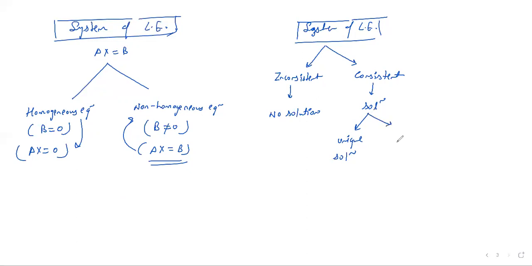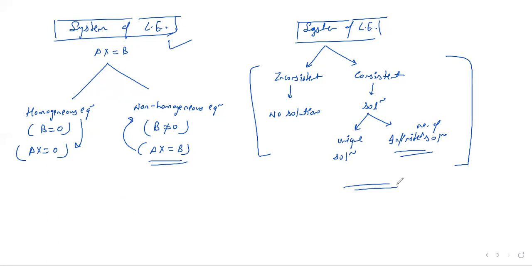Okay, and we can have an infinite number of solutions. So this is the type of linear equation. We have two types of linear equation, and these are the solution cases in these linear equations.